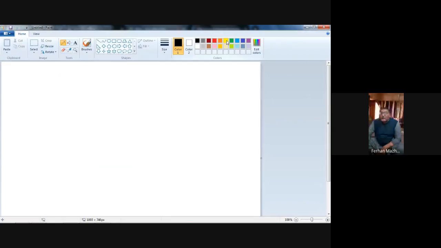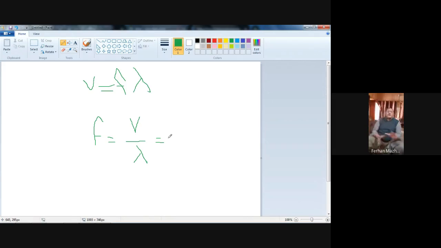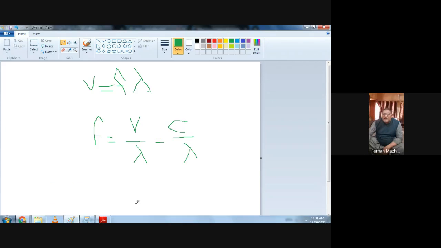What is the frequency? v equals f lambda. That is the famous formula. So frequency will be equal to v divided by lambda. The speed of electromagnetic waves is equal to the speed of light, denoted by C, 3 × 10^8 meters per second. So the speed can be represented with C and divided by lambda. So it will be C by lambda.